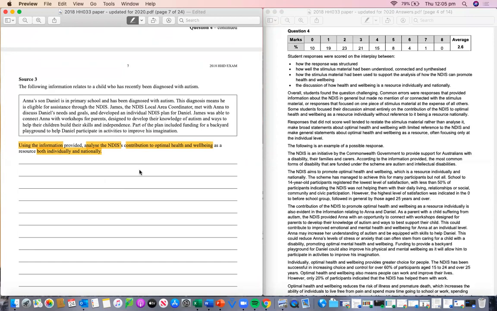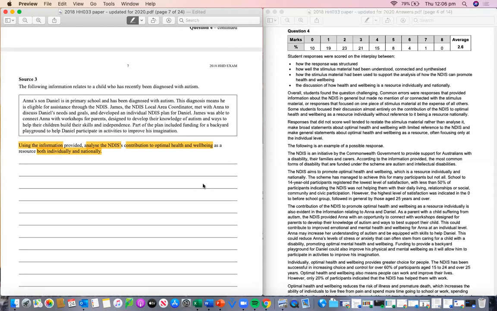Again, you've got the case study here. Anna's son, Daniel, is in primary school and has been diagnosed with autism. This diagnosis means he's eligible for assistance through the NDIS. James, the NDIS local area coordinator, met with Anna to discuss Daniel's needs and goals and developed an individual NDIS plan for Daniel.